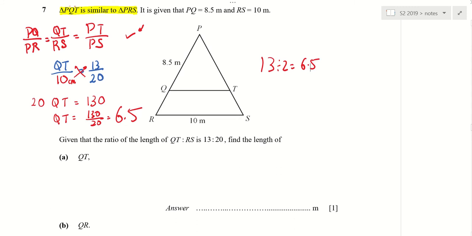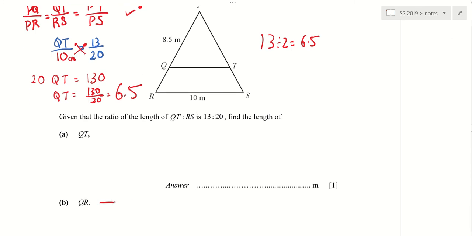Now I want to look for QR. QR, is it part of a triangle? QR is this length, right? It's not part of a triangle. Let's try and understand part of a triangle. PQ, is it part of a triangle? Part of the small triangle. PR, is it part of a triangle? Yeah, it's part of the big triangle. But QR itself, it's not. So there's no way I can find QR straight away, but I can find PR first.